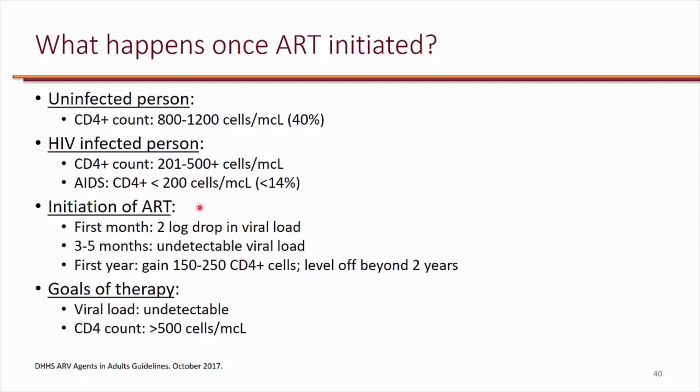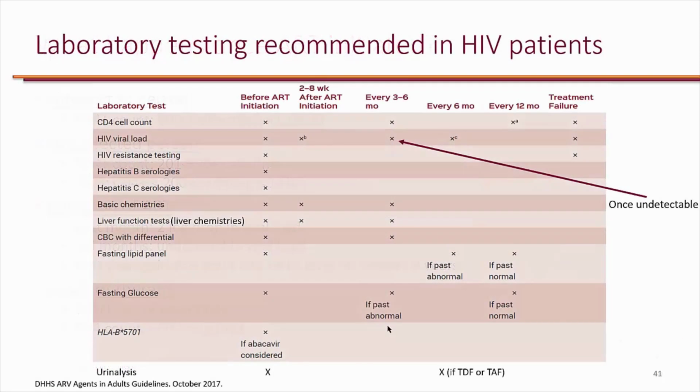So let's say if somebody's CD4 is 300 and you treat, 2 years later it may be around 500, 550. So 10 years from now it will still be around 550. You're not going to see significant increases beyond this. So the goal of therapy is for the viral load, so the RNA, to be undetectable, and we would like to maintain a CD4 count of at least 500, which may not be achievable in every patient.